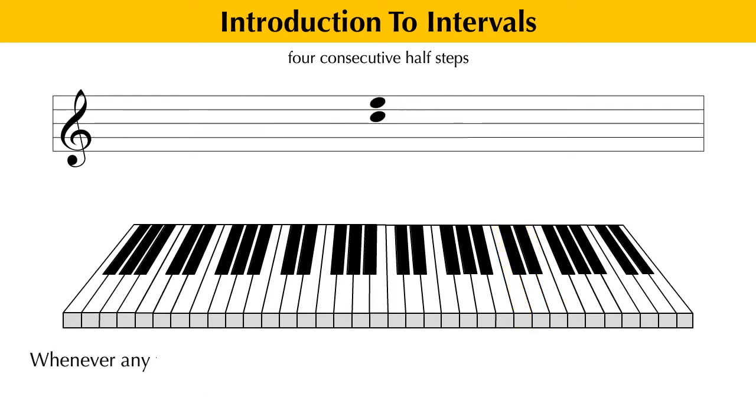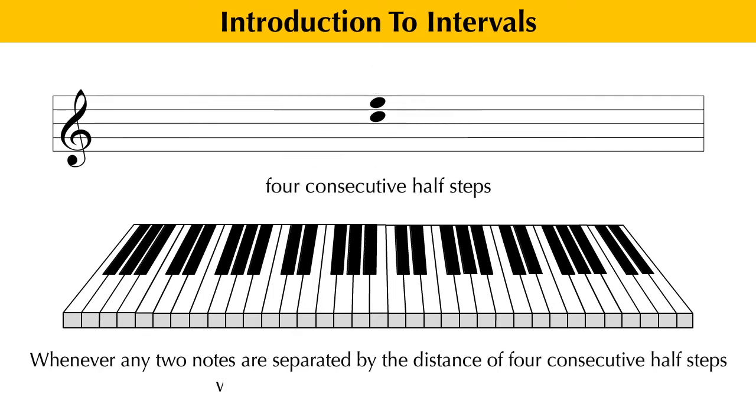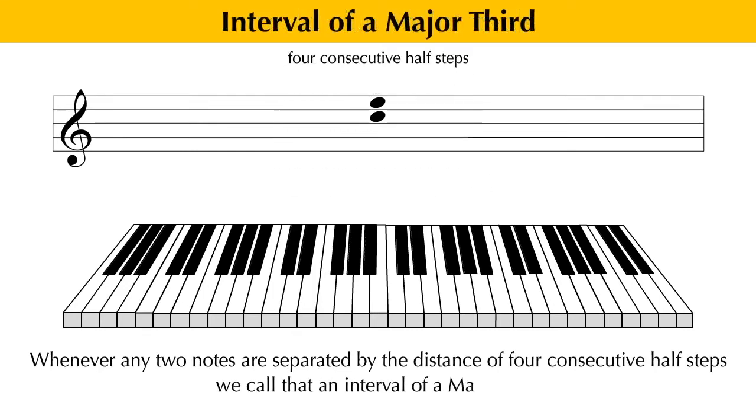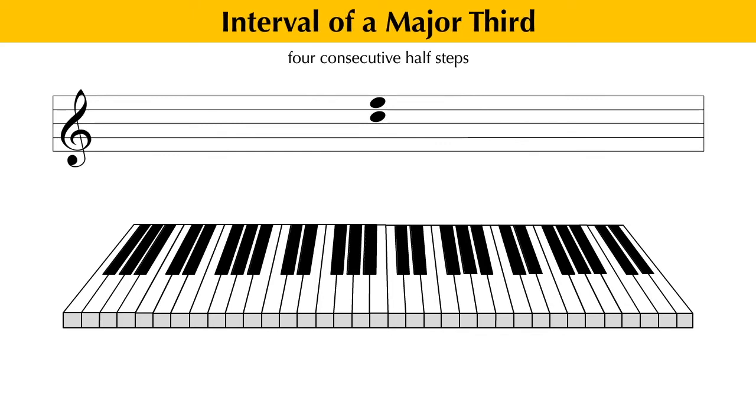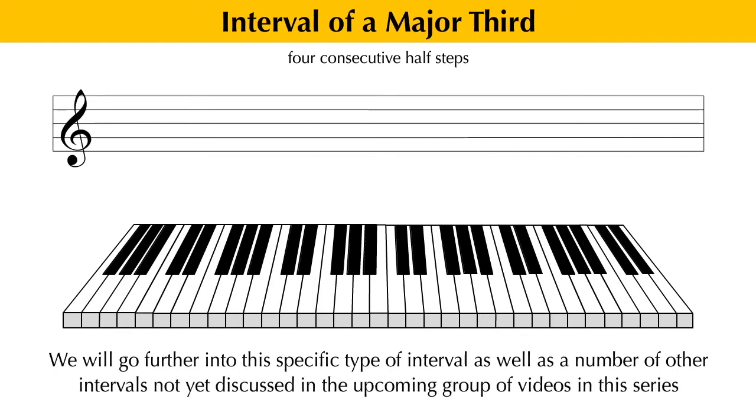Now, whenever any two notes are separated by the distance of 4 consecutive half steps, we call that an interval of a major third. Don't worry, we will go further into this specific type of interval as well as a number of other intervals not yet discussed in the upcoming group of videos in this series.